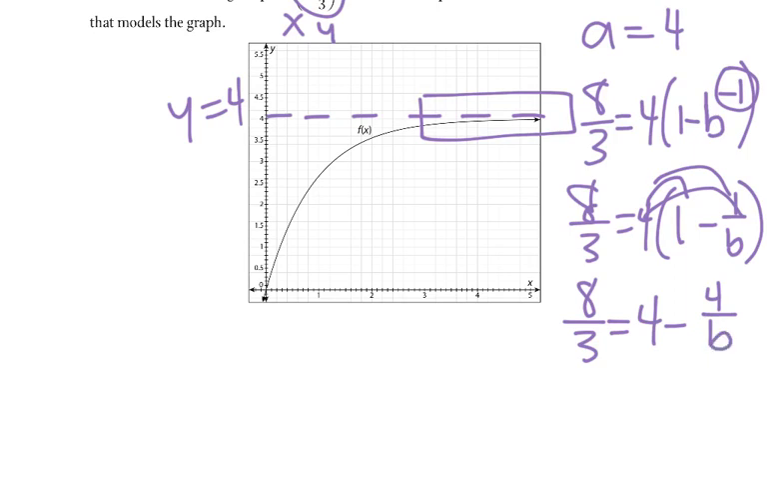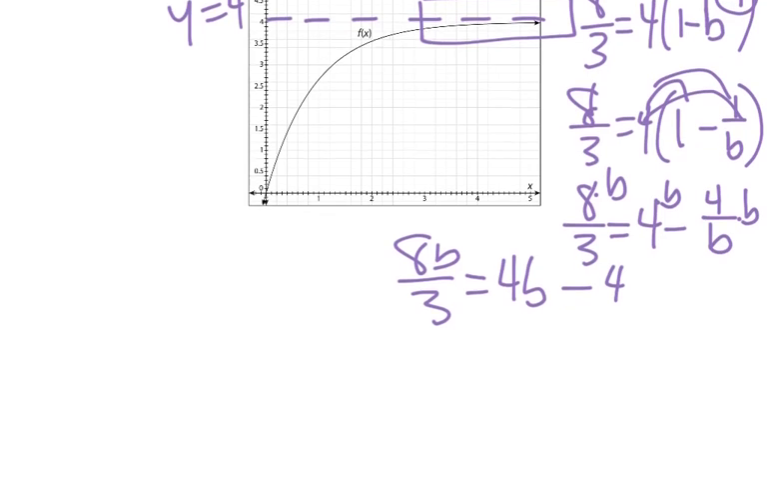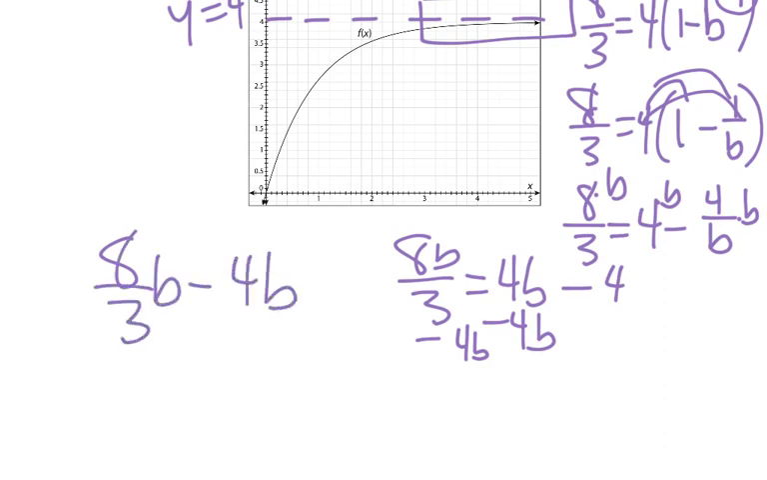Then what I would do is I'd times everything by b, because I don't like b's being on the bottom. So I'd get 8b over 3 equals 4b minus 4. Okay? Then we'd subtract the 4b. So I'd have 8/3 b minus 4b. Okay, well 4, isn't that the same as 12 over 3?